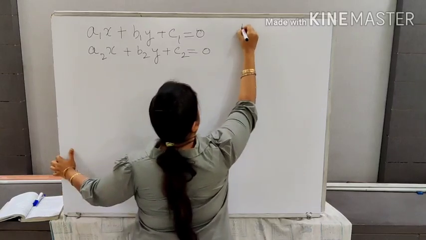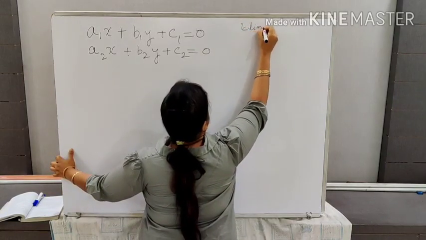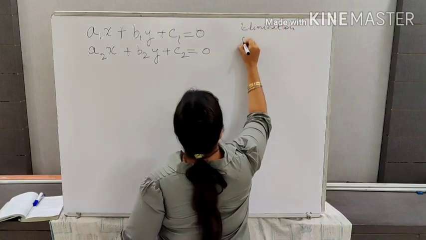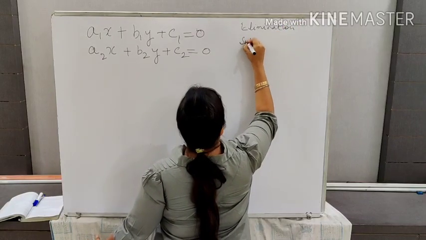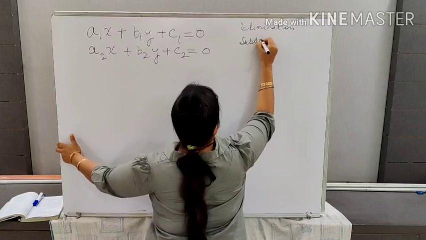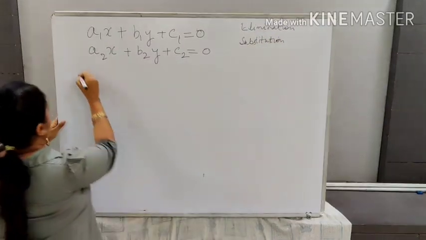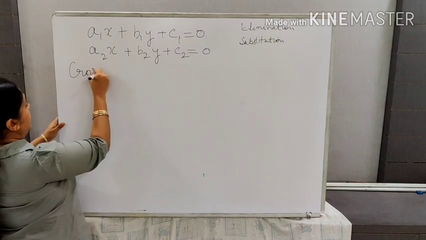One, you have done the elimination method. Elimination method means what you have to do? You have to equate the coefficients. Then you have already done the substitution method. Substitution method also you have done. And one method which you have done is cross multiplication.